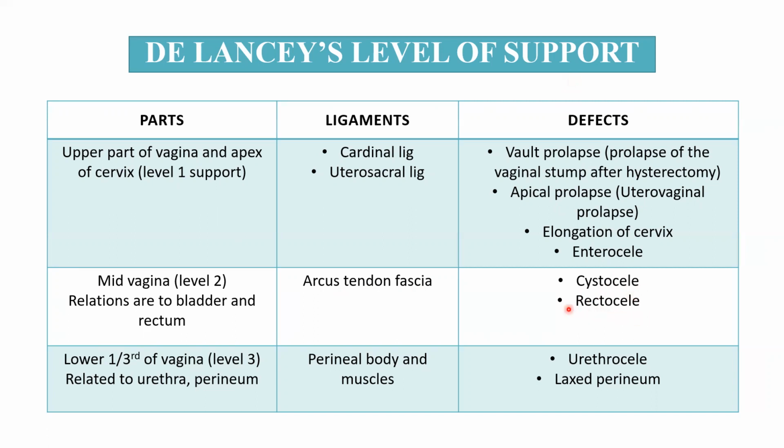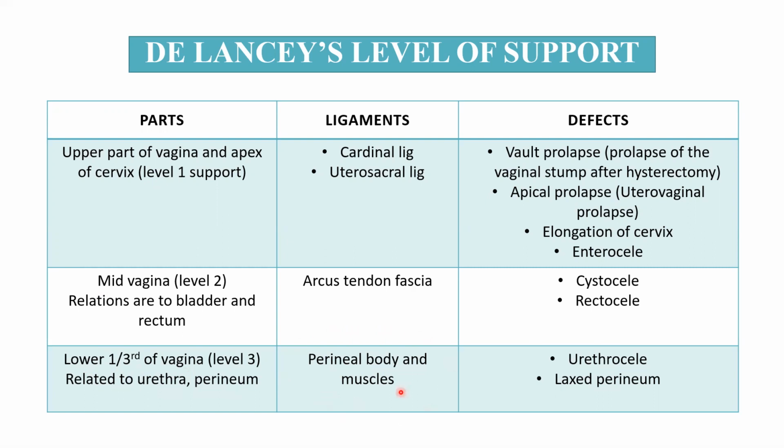I repeat, the damage in the arcus tendon fascia, which is present in the mid vagina, the damages are cystocele and rectocele. Coming to the last one, that is the distal perineal fusion. In that, the parts which are included are the lower one third of the vagina, related to the urethra and the perineum. Now here, the ligaments or the muscles supporting that are the perineal body and the muscles.